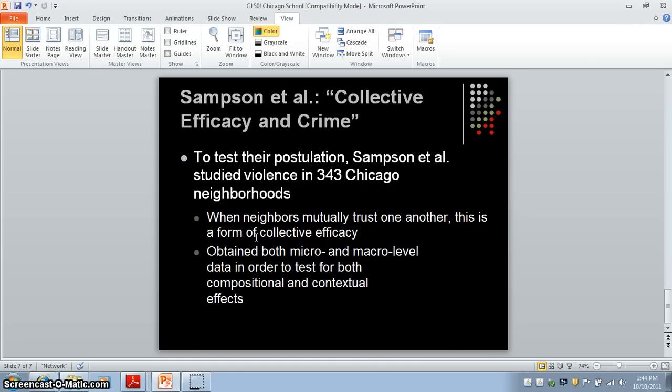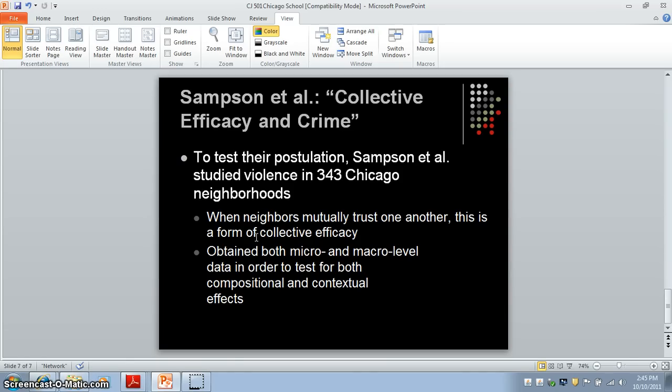The authors also make the argument that communities which are low in collective efficacy cannot mobilize as a group to solve problems, and therefore they tend to have high crime rates. On the other hand, Sampson and colleagues contend communities high in collective efficacy can mobilize and thus have lower crime rates. This was a study that was done in Chicago, and Sampson and his co-authors obtained both macro and micro level data.